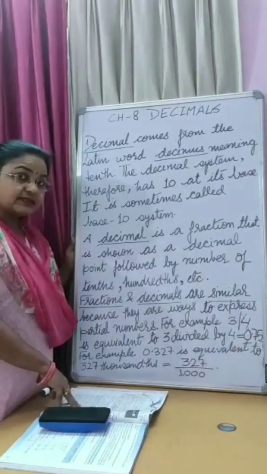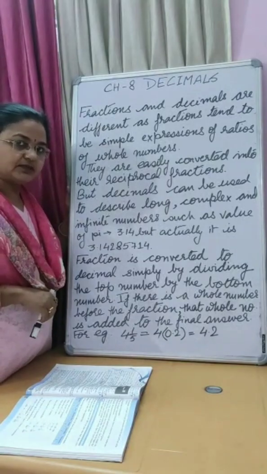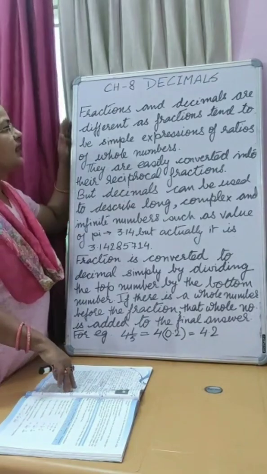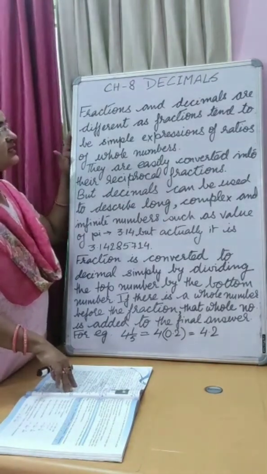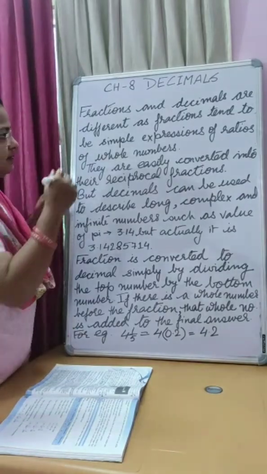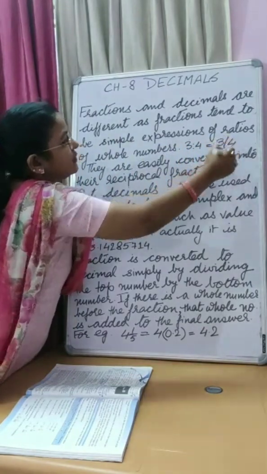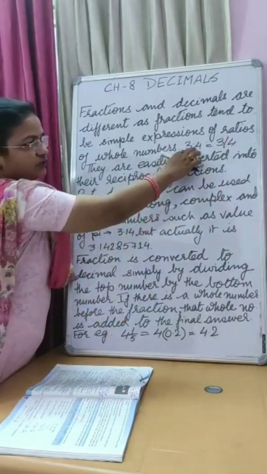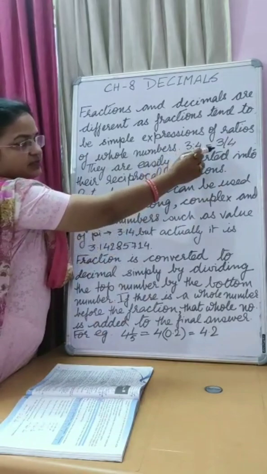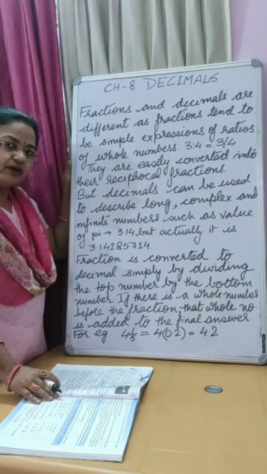Now let us see if there are any differences also. Children, we saw the similarity between decimal and fraction. Now let us see the difference between fractions and decimals. Fractions and decimals are different, as fractions tend to be simple expressions of ratios of whole numbers. Simple expression, 3 by 4. This is a fraction. 3:4 is a ratio, equal to 3 by 4. 3 is the numerator and 4 is the denominator. So it is a simple expression of ratios.